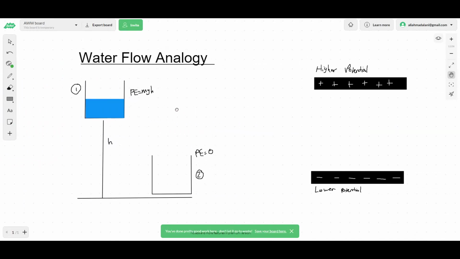Now what we're going to do is talk about the flow of charge, but first we're going to use an analogy of water flowing because that's more real life to us. Now what I've set up is a bucket of water at position 1, and it's at some height from the ground, and because of this height it has a potential energy amount equal to mass times gravity times height. The bucket number 2 has no height and therefore it has no potential energy.